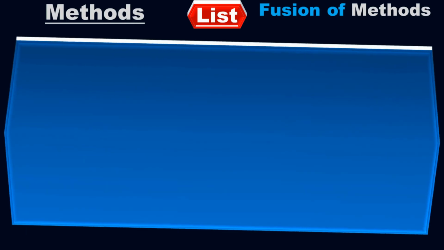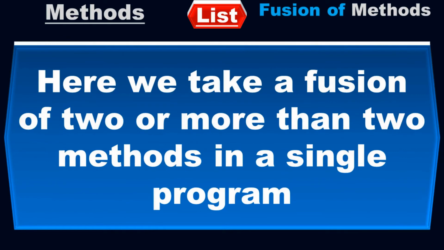Fusion of methods. What is fusion of methods? Fusion of methods is the combination, the mixture of more than one method. There can be 2 methods, there can be 3 methods. So according to the fusion of methods, here we take a fusion of 2 or more than 2 methods in a single program. As I told you, it is pretty clear from its name, fusion of methods, the combination of one or more methods. Therefore, we take a fusion of 2 or more than 2 methods in a single program.